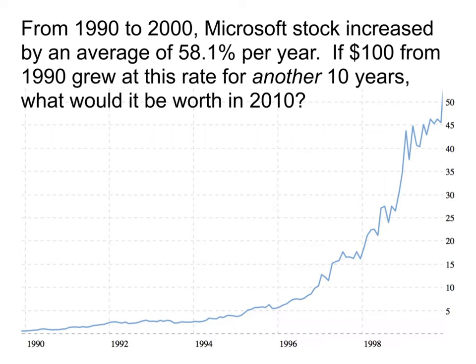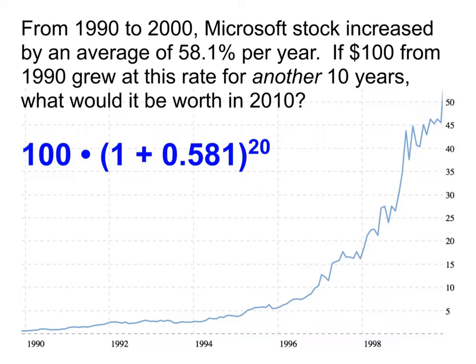So we're taking the same $100 that we started with in 1990, but this time we're going to leave it there for another 10 years. That means that our equation is going to be exactly the same, starting amount, same rate, except for the t value. The first time we had our money invested for a total of 10 years. This one's going in for another 10 years past that, so it's going to be a grand total of 20 years. So we're going to be using t equals 20 in this case.